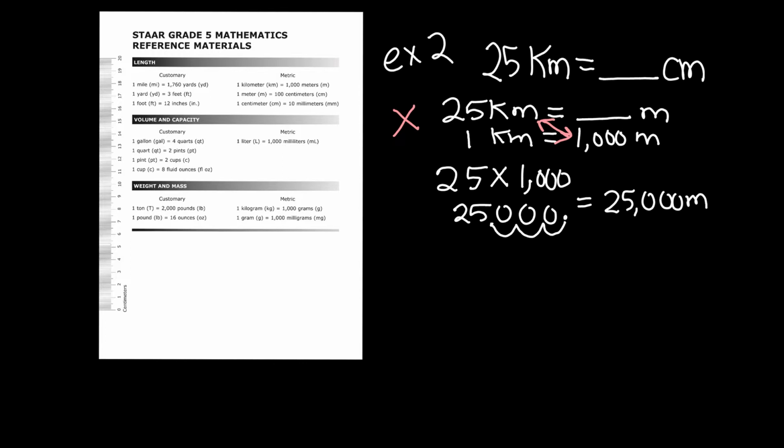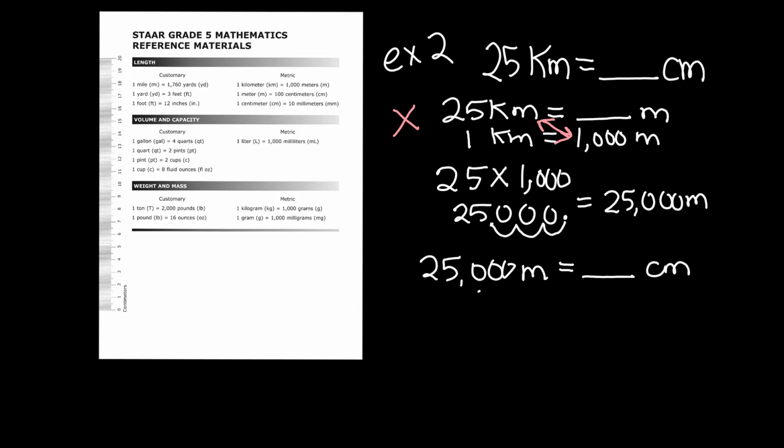That's not what I'm looking for. I'm looking for centimeters. So now you have to change that to centimeters. So I have 25,000 meters, and I want to find out how many centimeters that is. Okay, I look at my reference chart.